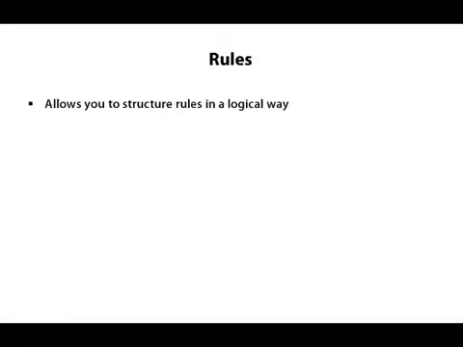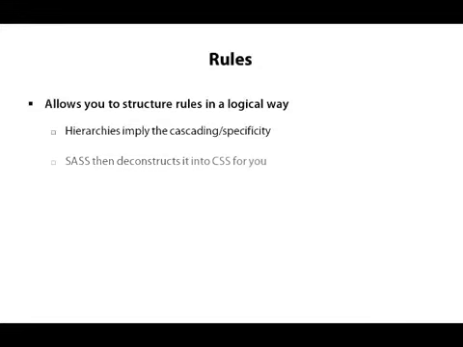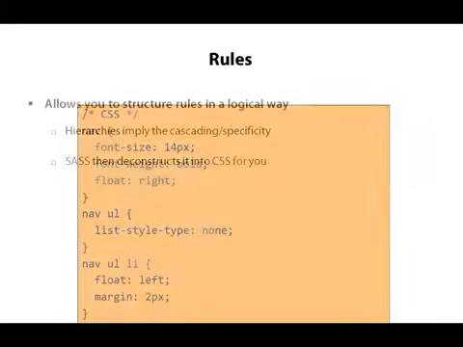The next thing we'll talk about are rules. Now, CSS has its own notion of rules, and that is where you're going to specify the class or the ID or the element type for you to pass on rules. In SASS, they're going to allow you to structure these rules in a logical way by implying several features, including nesting of hierarchies, so you can imply that cascading or specificity, and then allow SASS to deconstruct those into the regular CSS rules for you.